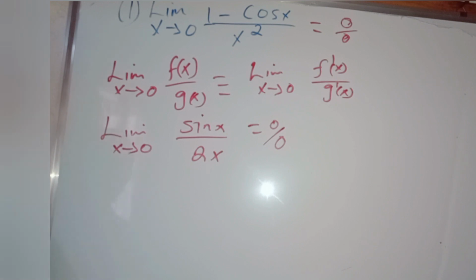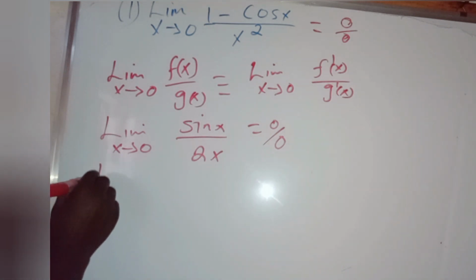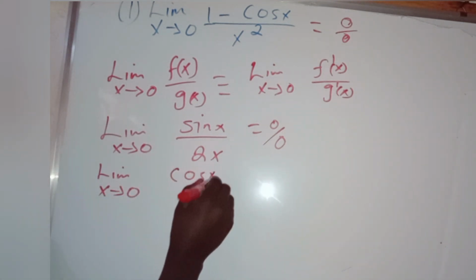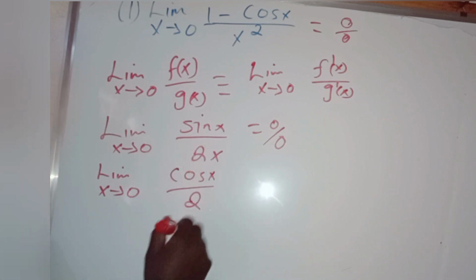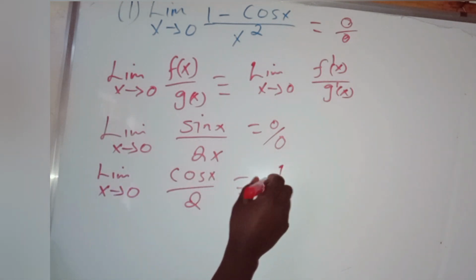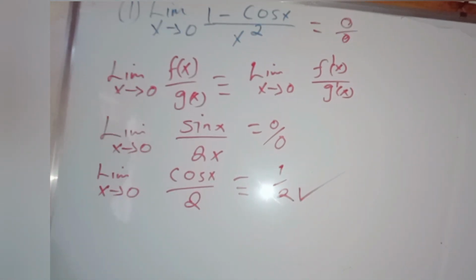If you have differentiated the first time and you found that it is non-determinate, you now differentiate for the second time. So you differentiate the numerator a second time and the denominator a second time. So it will be the limit as x approaches 0. The derivative of sin x is cos x, and the derivative of 2x is 2, which is equivalent to cos 0, which is 1, divided by 2. That is 1/2, your required answer.